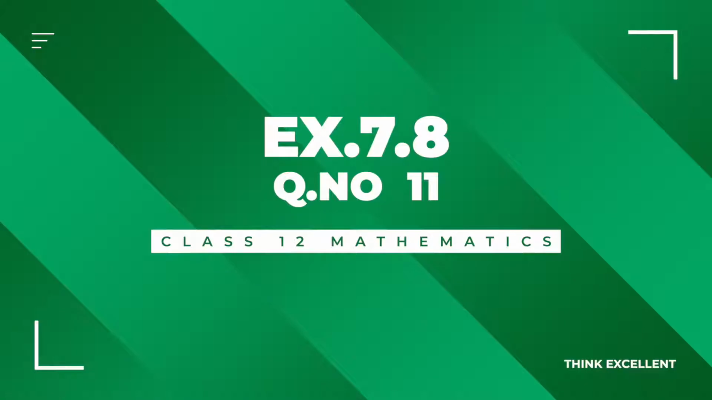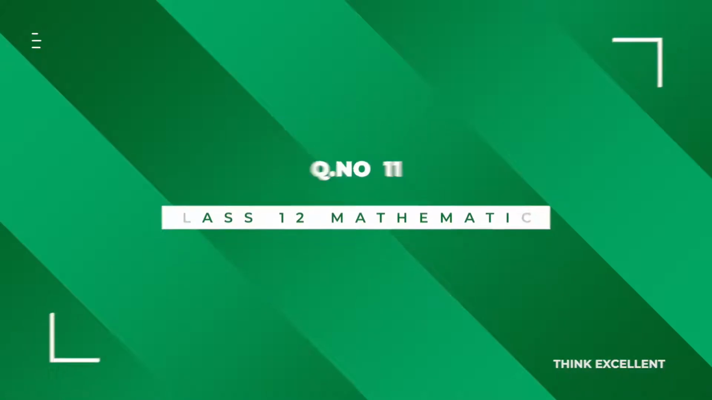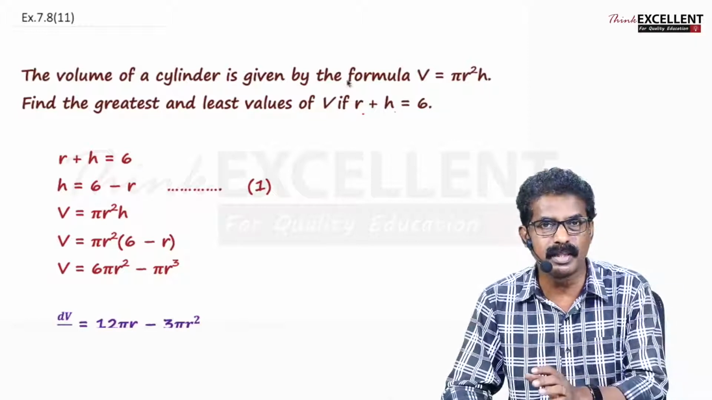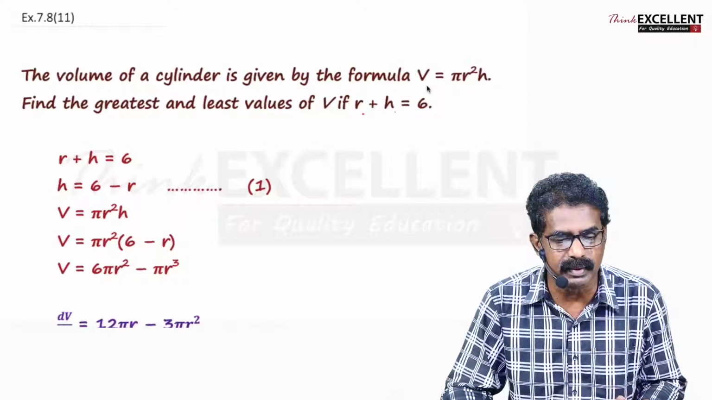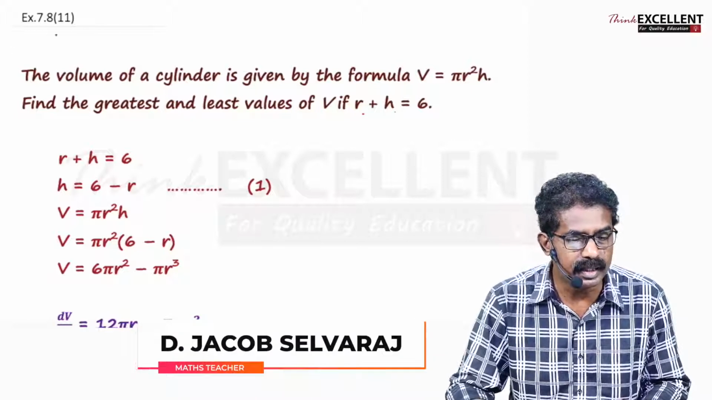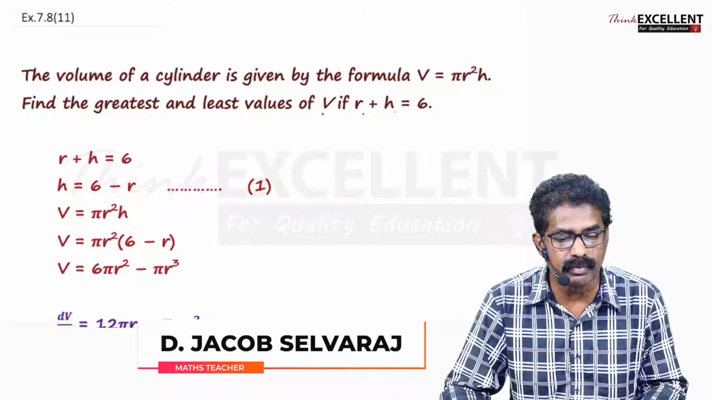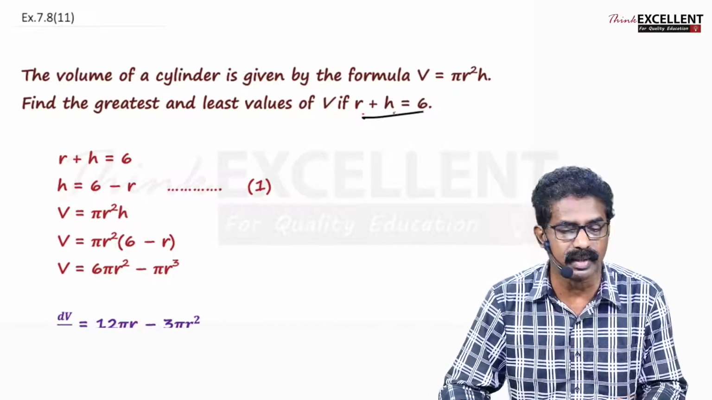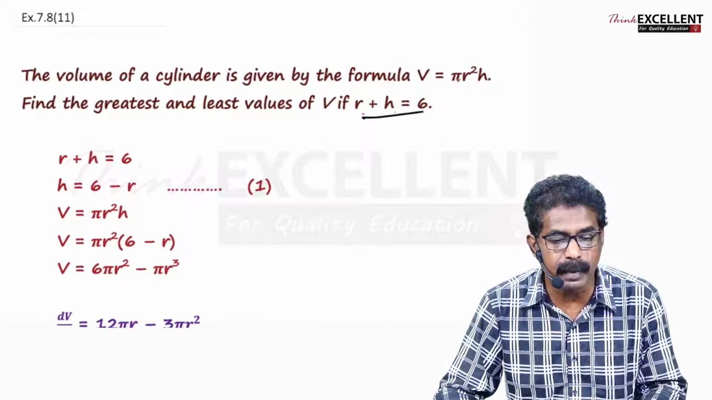Now let's move on to the next question, question number 11. The volume of a cylinder is given by pi r squared h. Find the greatest and least values of V if r plus h equals 6. One relation is given, right? So volume is pi r squared h.